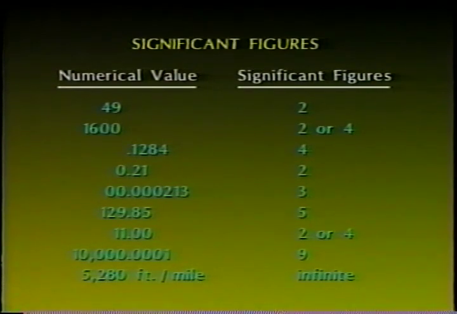The number of significant figures is often confused with the number of decimal places. While decimal places may have to be used to maintain the correct number of significant figures, they do not themselves indicate the number of significant figures, as can be seen here in the number 0.000213, which has only three significant figures. Exact numbers, such as 5,280 feet in a mile, have an infinite number of significant figures.